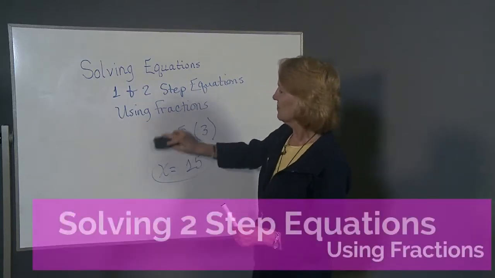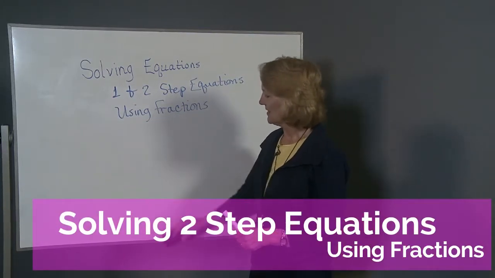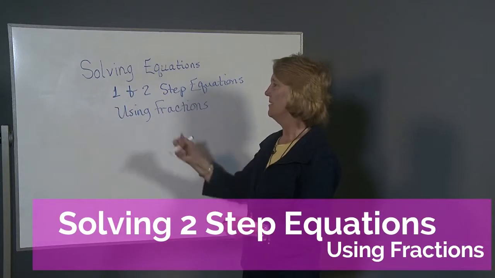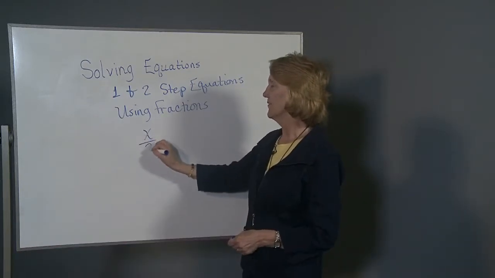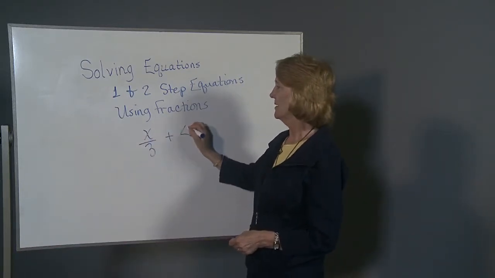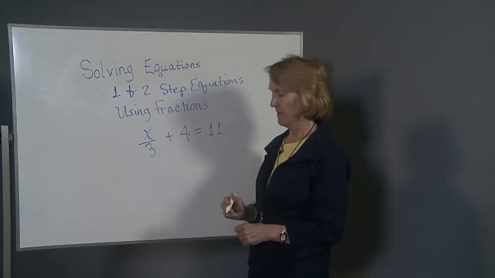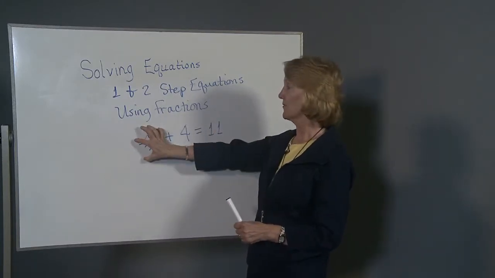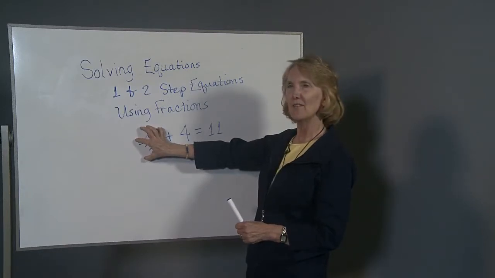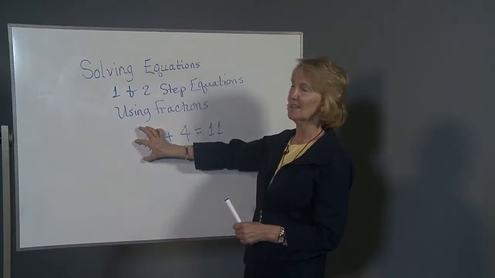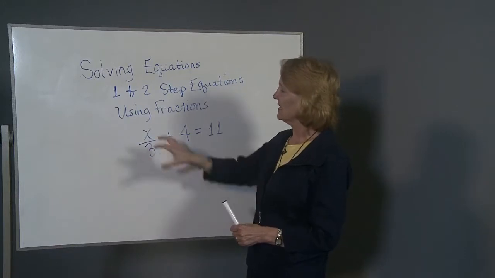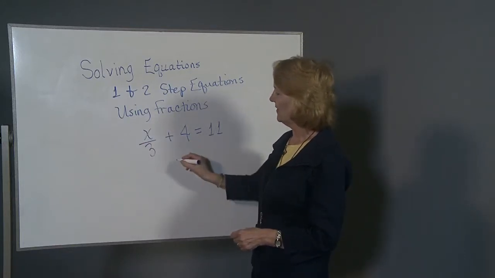Let's do a 2-step equation using fractions. What if you had x divided by 3 plus 4 equals 11? No problem. What plus 4 would make 11? Must have been 7. This must have been 7.